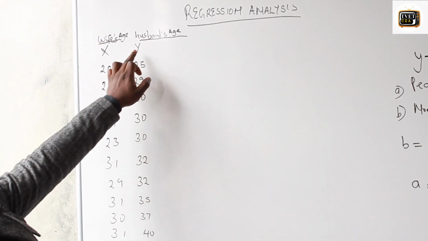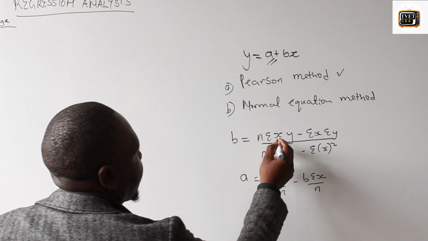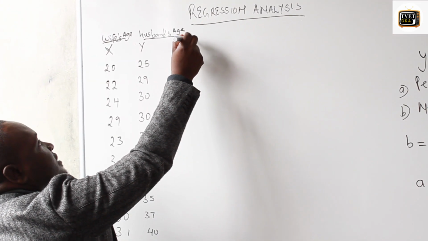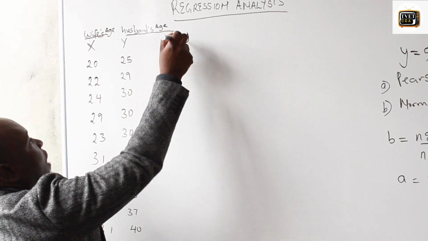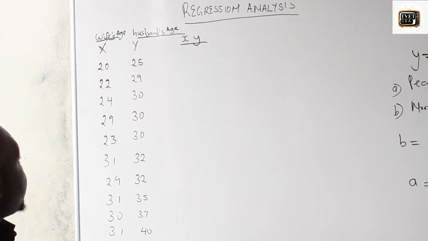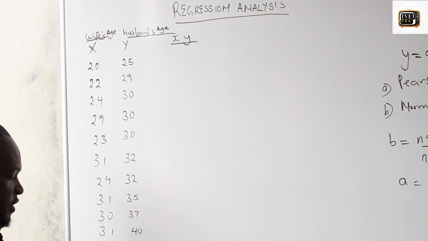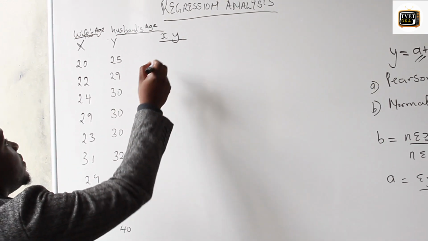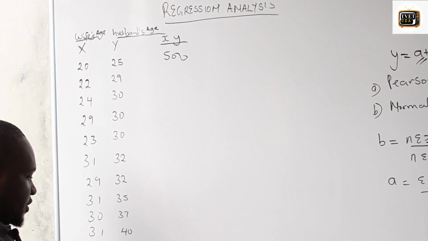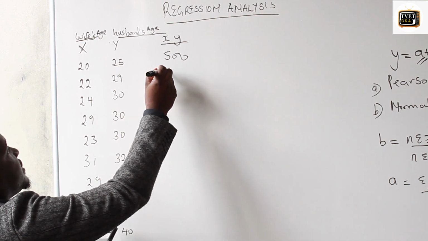We have x and y. Now, what do we need in our equation? We need x times y. So, you need to be equipped with a calculator and follow the procedure as we go. So, 20 times 25 gives 500. 22 times 29, we get 638.